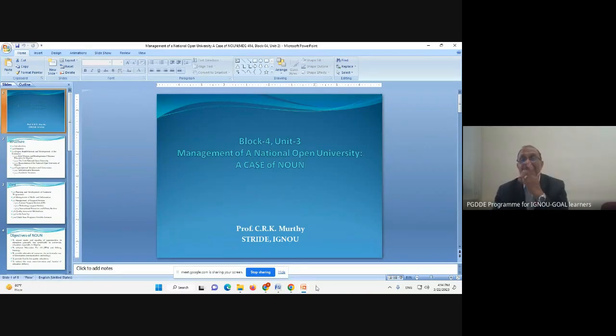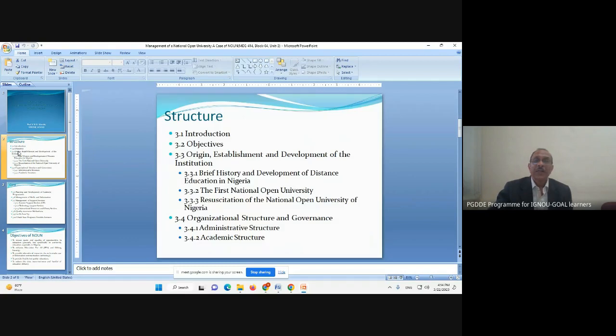So this is another case, the unit 3 of block 4. The first one is IGNO that we talked about. The second institution is the National Open University of Nigeria, the NOUN case. Just see that quite a few things are common, but quite a few things are a little different.